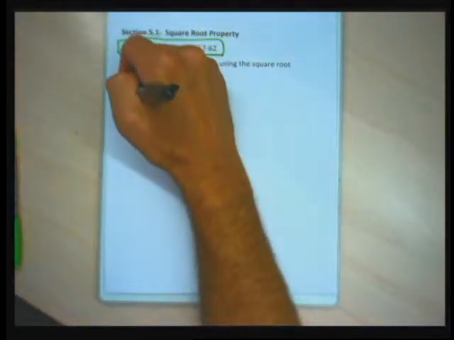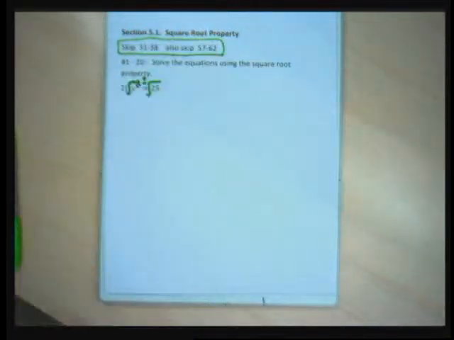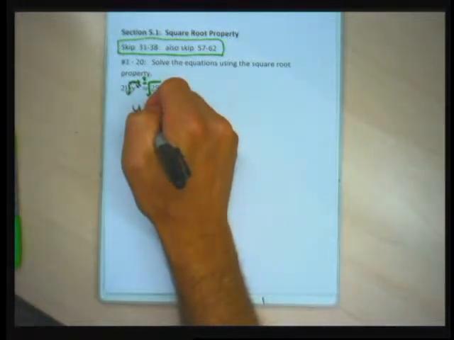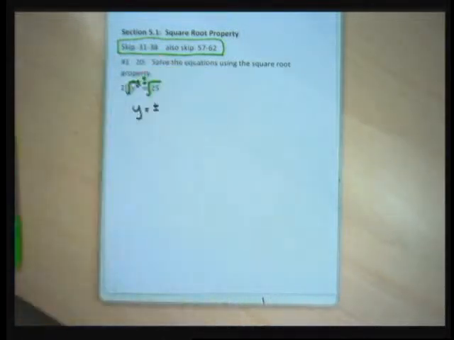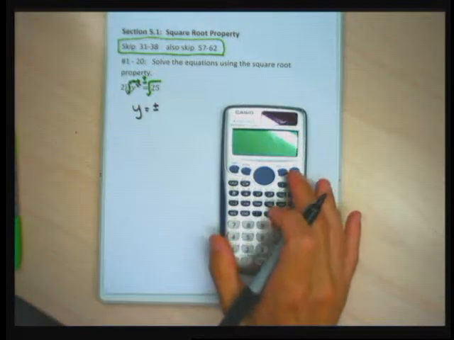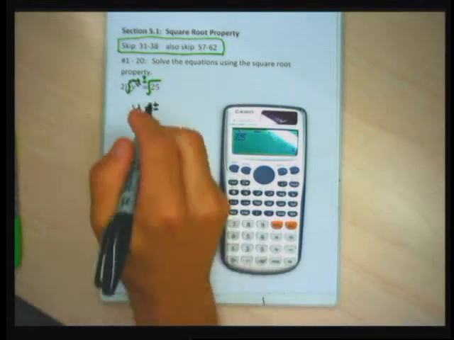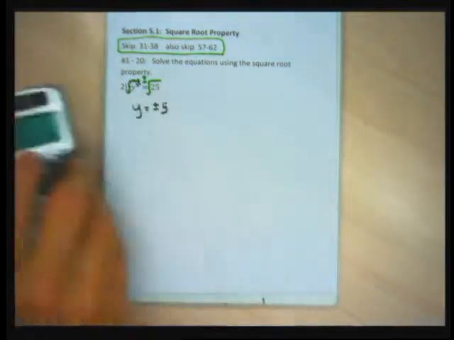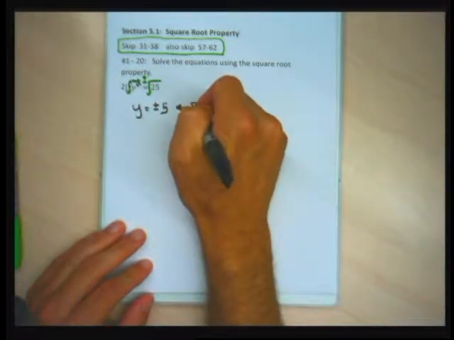Algebraically, square rooting cancels out an exponent of 2. So on the left-hand side, when I cancel out the square, I'm left with the y. On the right-hand side, this plus or minus symbol doesn't go away, but the square root of 25 turns into 5. That's a square root that I know without my calculator. So I'm actually done, and this tells me that both positive and negative 5 are solutions. This is probably the best way to write the answer to this problem.